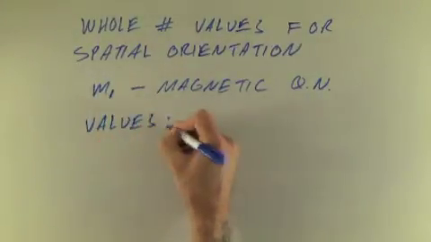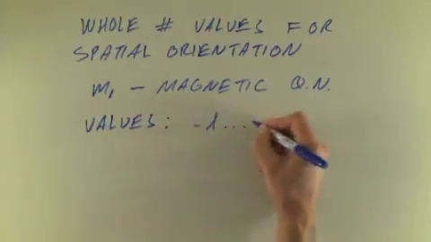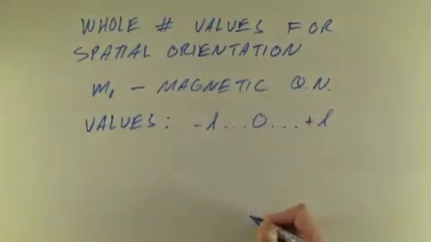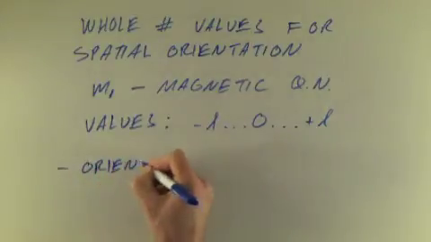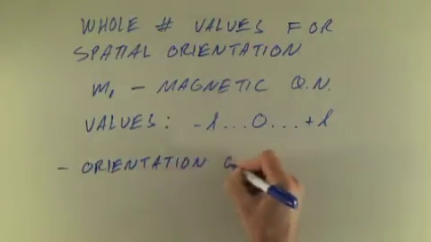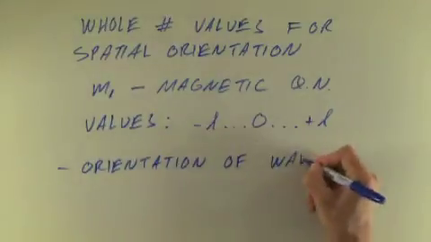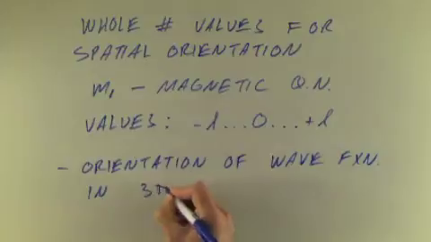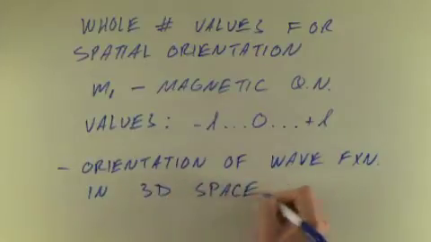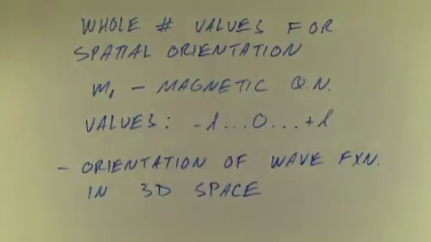So m sub L, the magnetic quantum number, can have values based on what L is, from minus L up to plus L. So again, it determines the orientation of the wave function in three-dimensional space. And if you like to think of x, y, z coordinates, that's fine. They're usually defined in r, theta, phi coordinates.